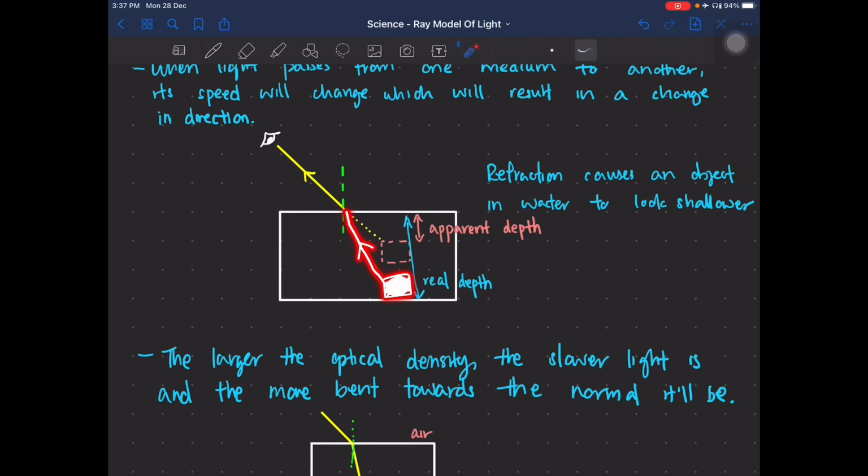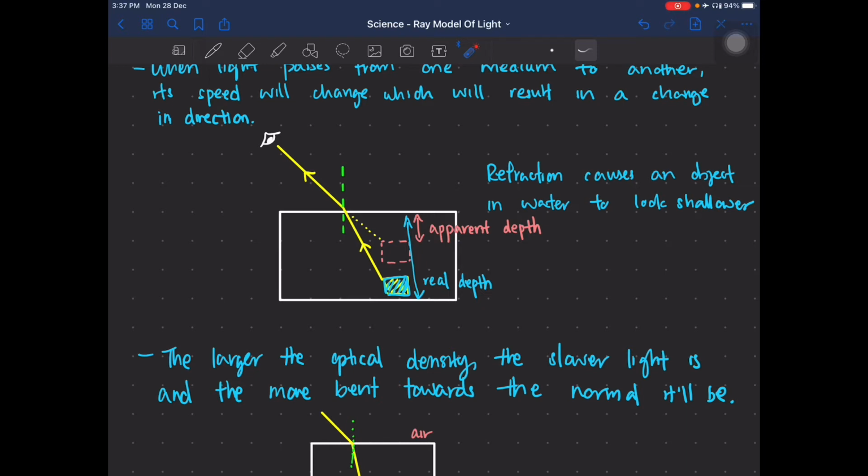Once it hits the surface, it will leave from water towards air, and we know that water and air are different types of materials, so they result in different optical density. Because of that, the light will actually speed up when it enters air, and it will bend away from the normal. This is the angle of refraction. This angle is a lot greater than when the light ray first hit the surface. If you compare these two angles, the one above the water is much greater than the one inside the water, and that's because the light speeds up when it enters air.